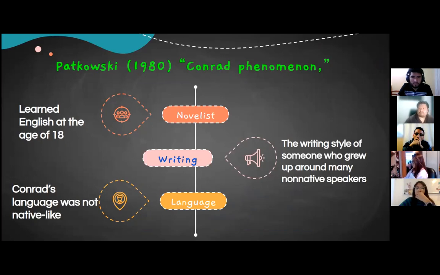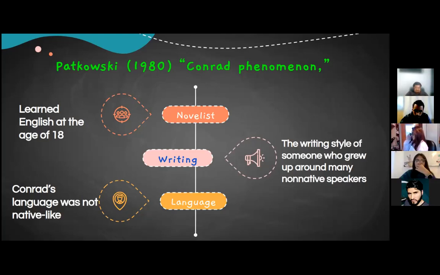Patowski in 1880 talked about the Conrad phenomenon. He called it this because after Joseph Conrad analysis, he was a native Polish who learned English at the age of 18, and he became one of the greatest English novelists. The writing style of someone who grew around many non-native speakers called the attention of Patowski because he was living with French, German, Russian, and English people around him, and he got a really good acquired writing style.